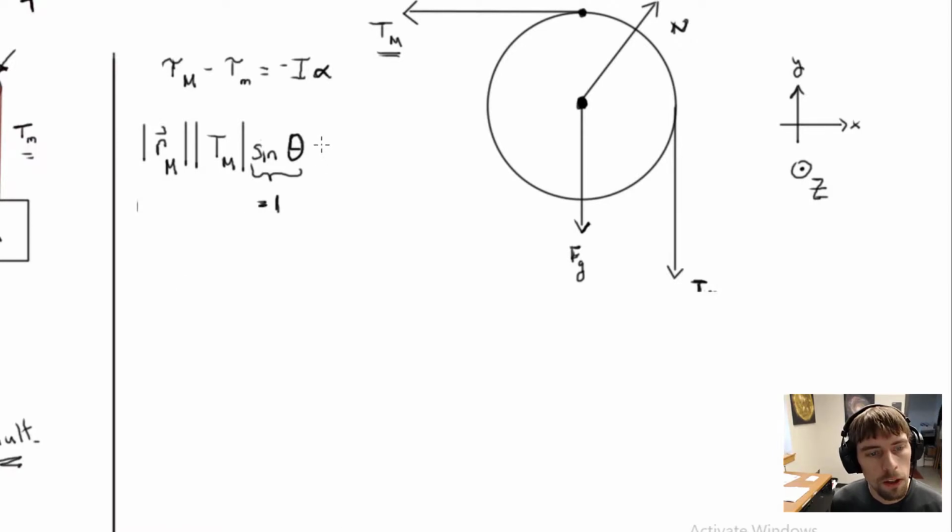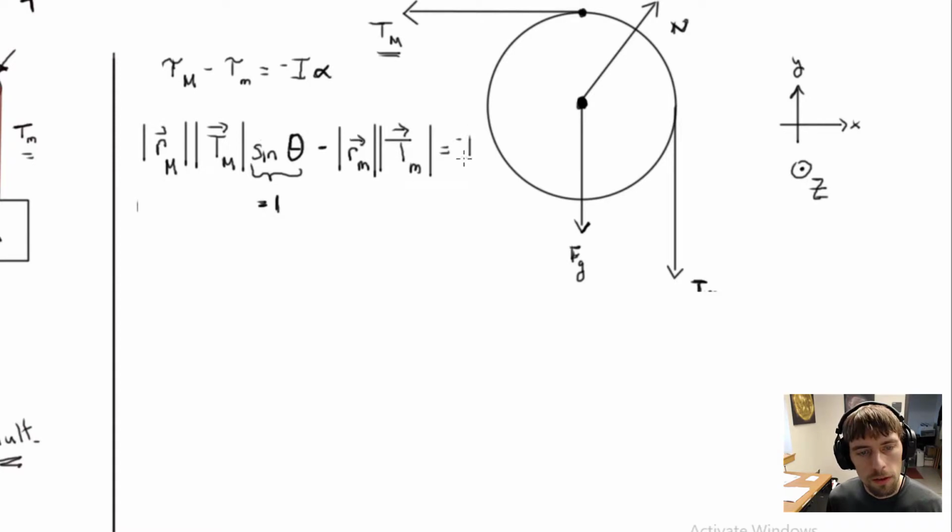You can do the same thing. Say, okay, well, I'll do the magnitude of this guy. I guess I should put the vector symbols in here. There we go. Times the magnitude of the force, little m. Same thing, sine of 90. And this will all be equal to negative I alpha.